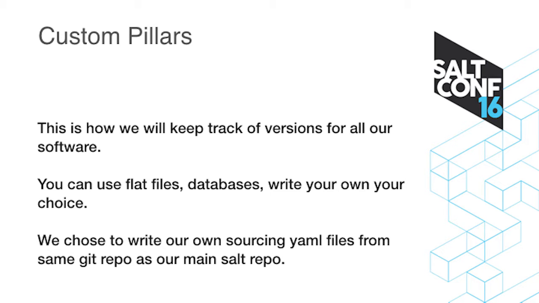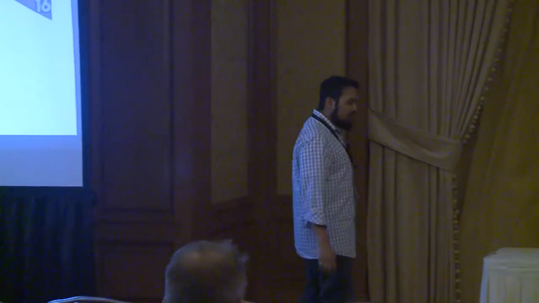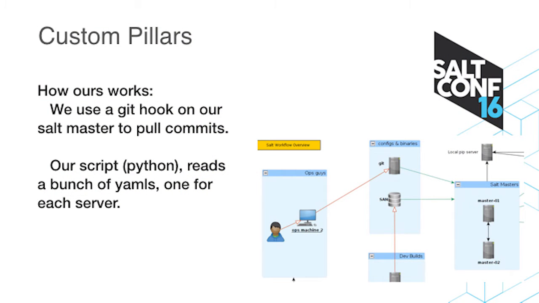So we created a custom pillar to do version tracking for us. You can use whatever flat file you wanted. We wanted to use a YAML file, so we used a YAML file. You can definitely put this into a database or something like that, or you can write your own, whatever you really feel like. It's kind of like a little bit more than a map, but a little bit less than a full-blown database. And this is kind of how we got the pillar file into our Salt repo.